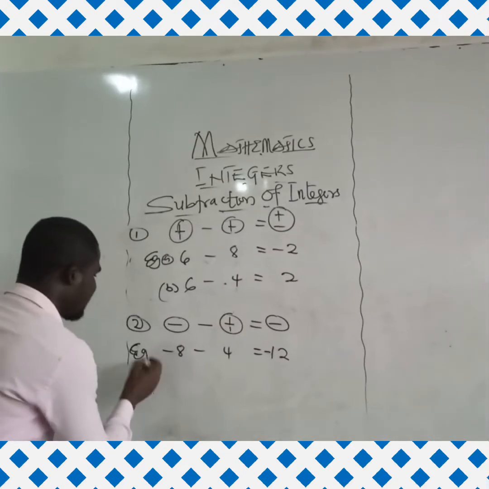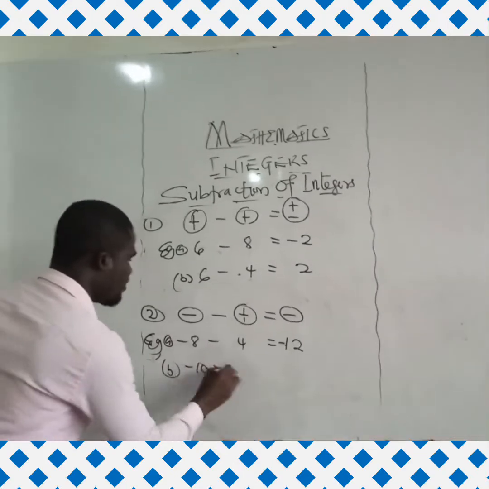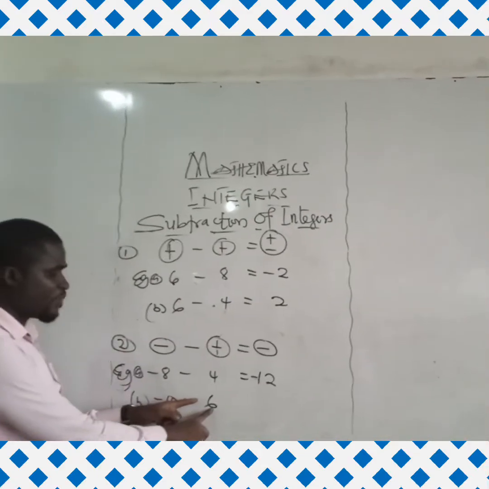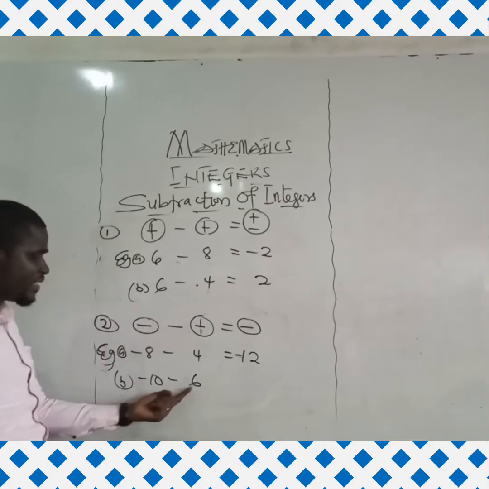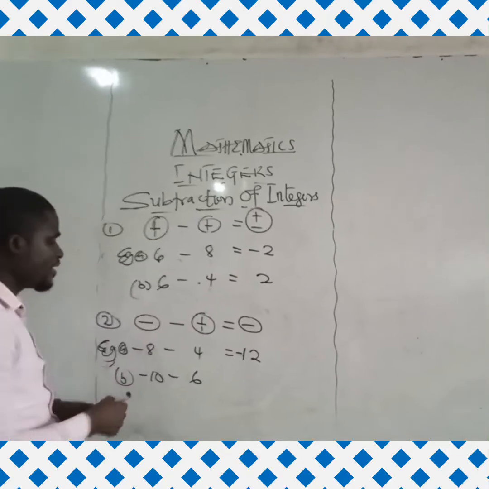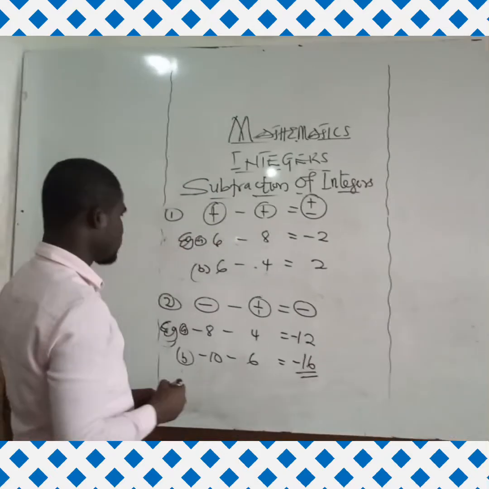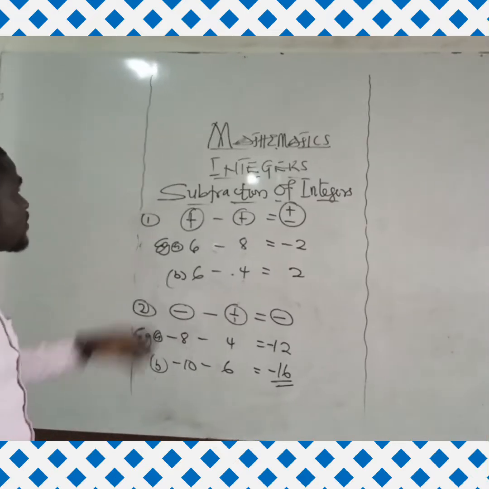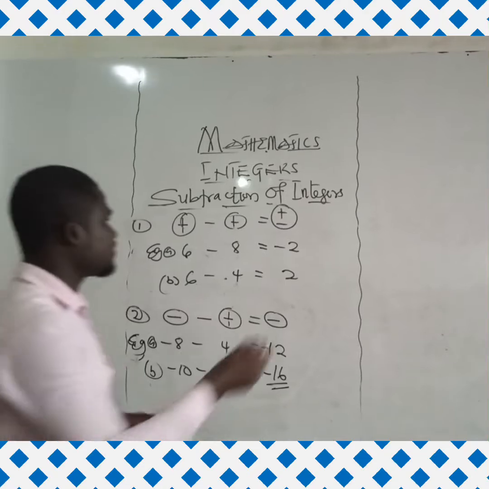Example B. If I have negative 10 minus 6, this 6 is positive, but because of this negative, the negative will affect the 6. So you are owing me 6, you are owing another 10. How much are you owing? You are owing negative 16. So this is how you are going to subtract integers.